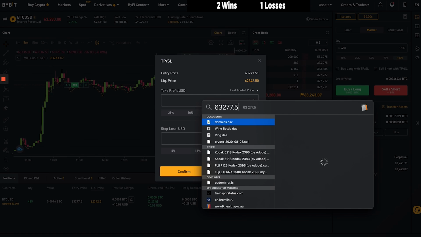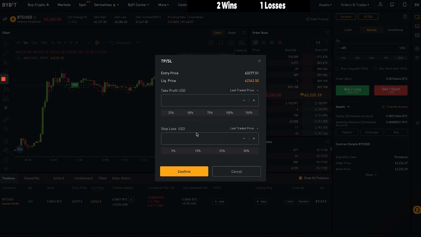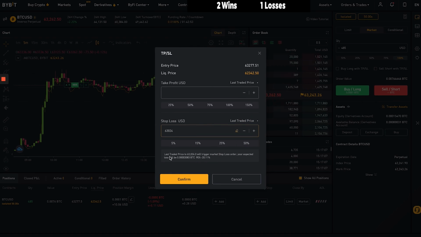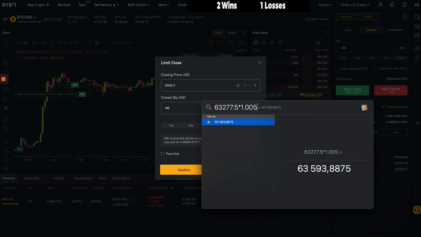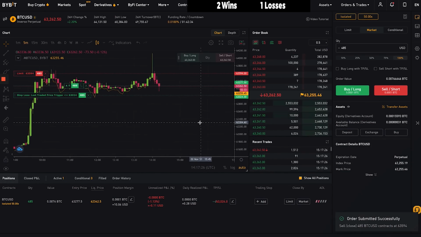63,277.5 times 0.996 to get the stop loss, 63.24. Let's add a target with the limit order, 63.594, and use post only. So now everything is all set here.